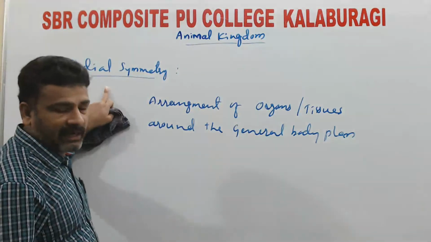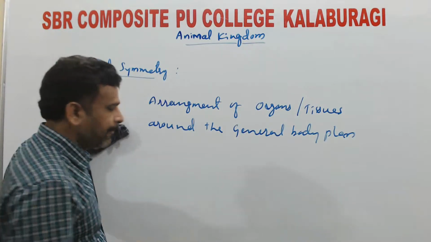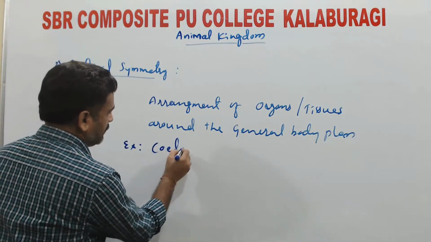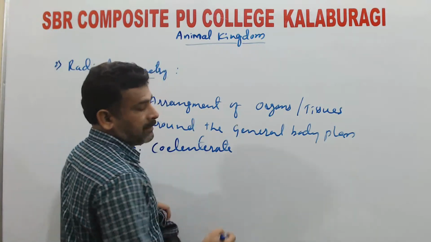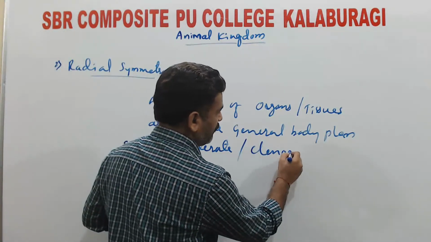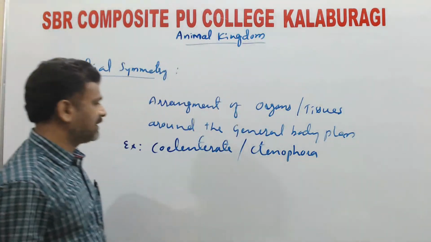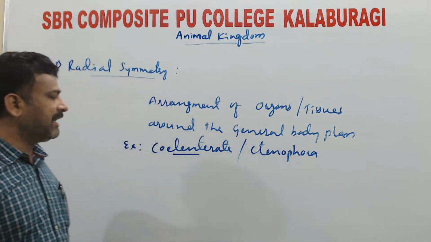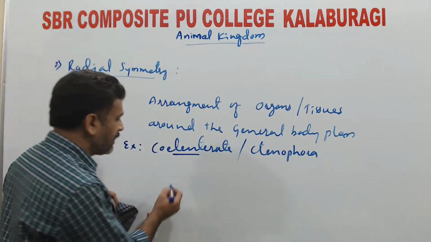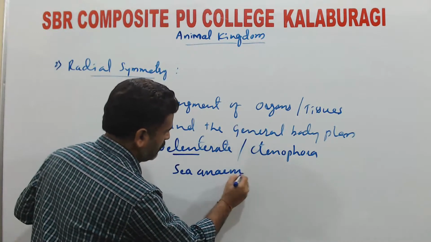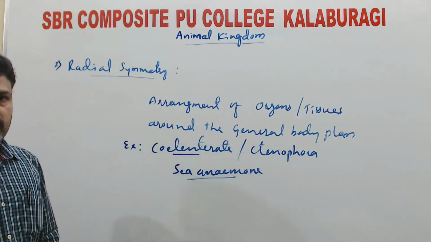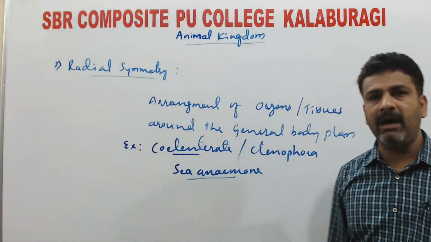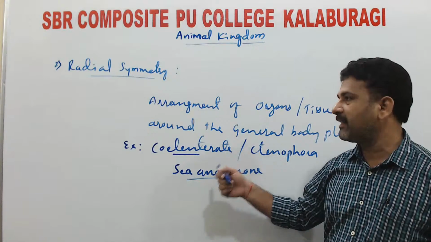But in case of radial symmetry, an example is the individuals belonging to the coelenterates. The individuals belonging to the ctenophora. Some of the ctenophorans exhibit radial symmetry, but some of them exhibit biradial symmetry. But here, most of the ctenophorans exhibit radial symmetry. For example, the sea anemone. Otherwise, if you observe Aurelia, Obelia, Hydra, these individuals belong to the coelenterata, they exhibit radial symmetry.